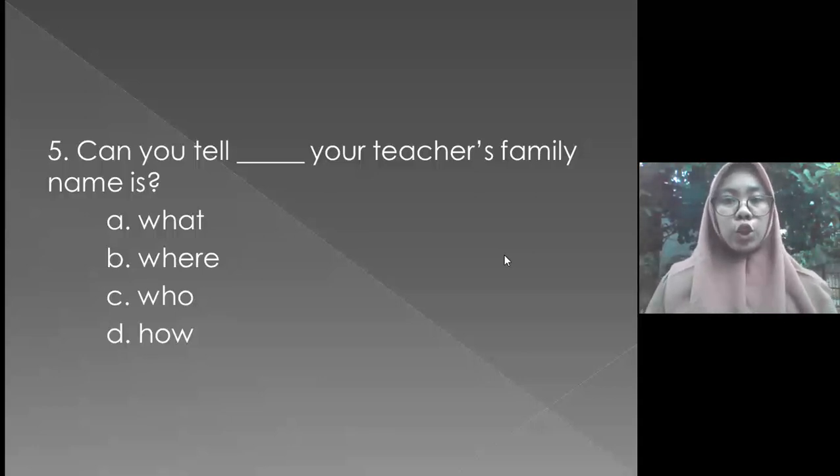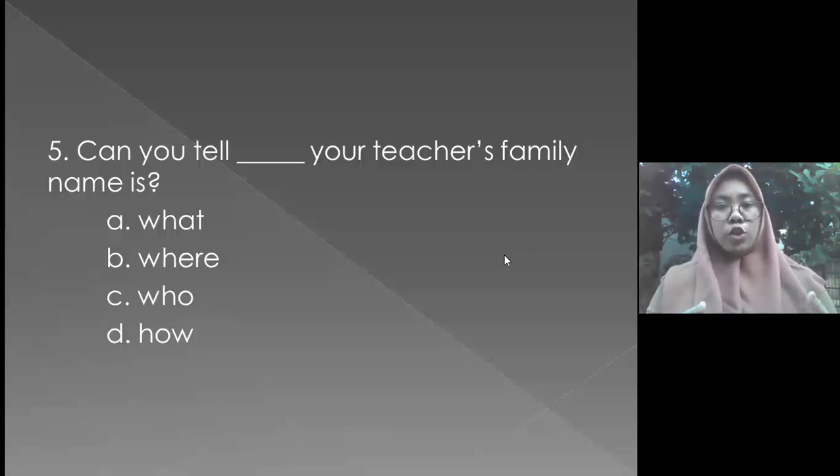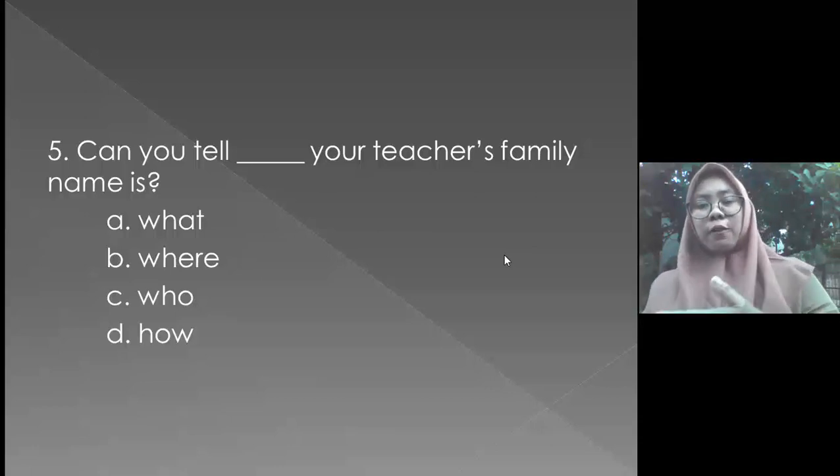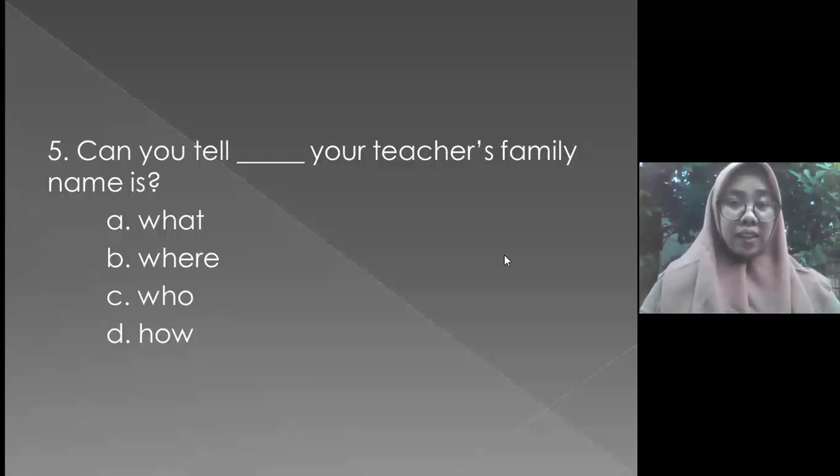Can you tell blah blah blah your teacher's family name? Yeah, here it talks about a person. So we can choose what, where, who, or how. Yes, here is about embedded question in the question, right? Embedded question in the question. So we want to know about the person. So the answer is, yes, what your teacher's family name is? Yeah, that's the point. The answer is A.